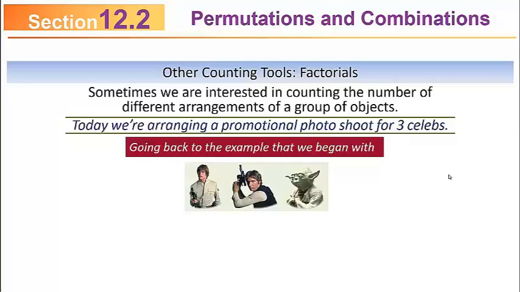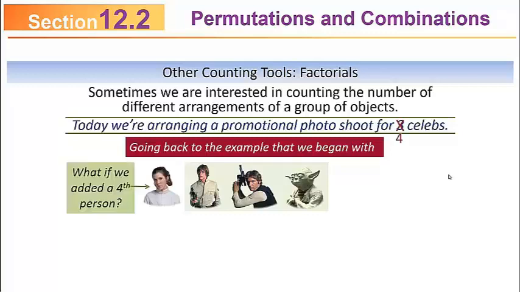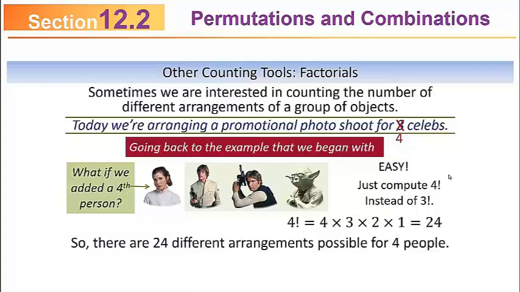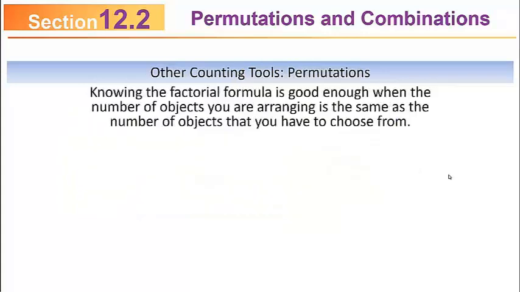Occasionally, though, we're interested in counting the number of different arrangements of a group of objects. Now, let's go back to the example that we began with. That's Luke, Han, and Yoda. But what if we added a 4th person? What if we added Princess Leia? Well, now that we know that factorials do the counting for us, all we have to do is calculate 4 factorial instead of 3 factorial. Well, 4 factorial is 4 times 3 times 2 times 1, which is 24. So there are 24 different arrangements possible if you've got 4 people.